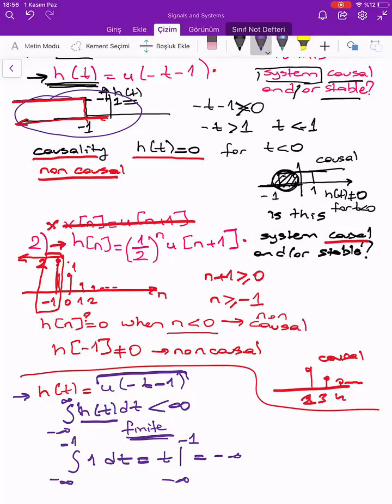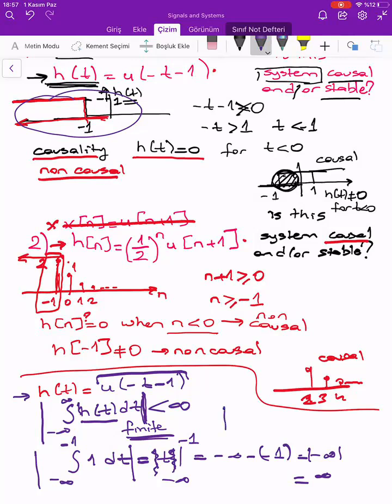So let me remind you that this should be finite, okay, in absolute value. So I should also check this, okay, for the values from minus infinity to minus 1, and it is minus infinity. If I take the absolute value, it becomes infinite. So the integration of u of minus t minus 1 is always going to infinity.